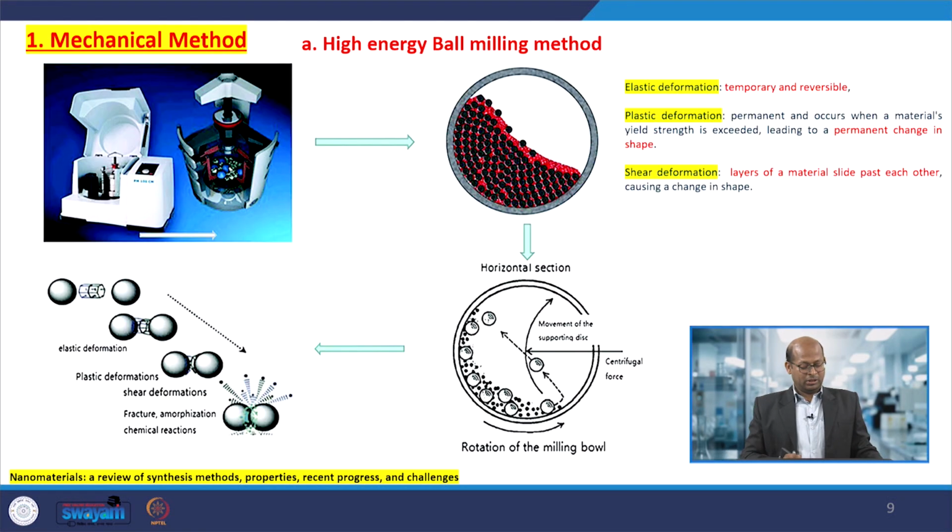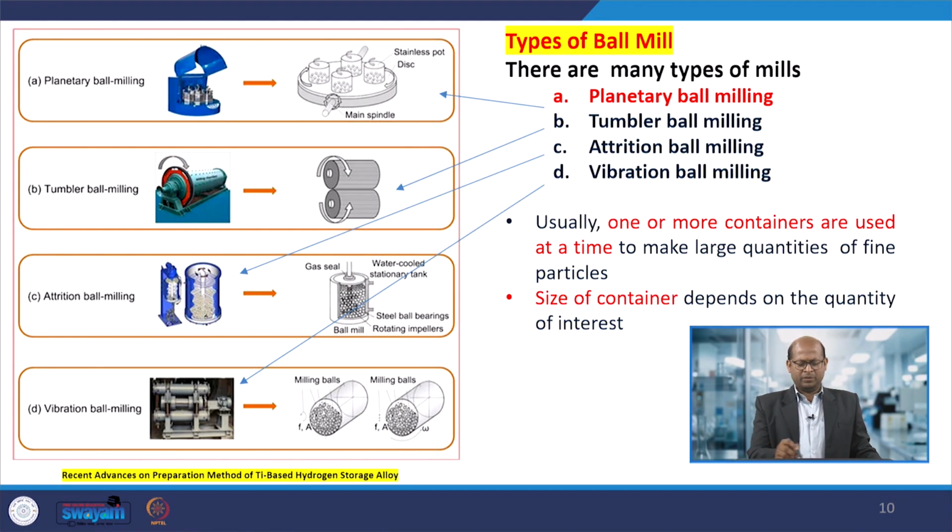Here we can classify these ball mills into four different types: planetary ball mills, tumbler type ball mills, attrition ball mills, and vibration type ball mills. In the planetary ball mill, which you can see here, either 2 jars or 4 jars can be placed inside for the milling process. Here 4 jars were taken.